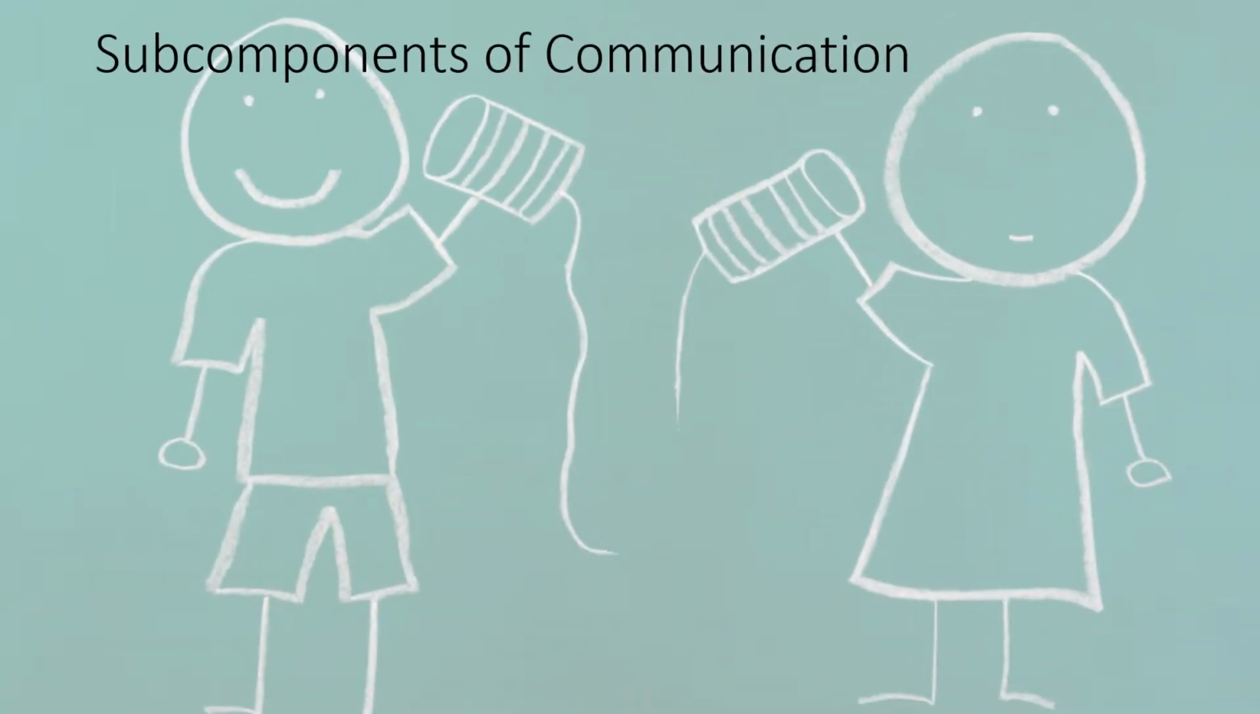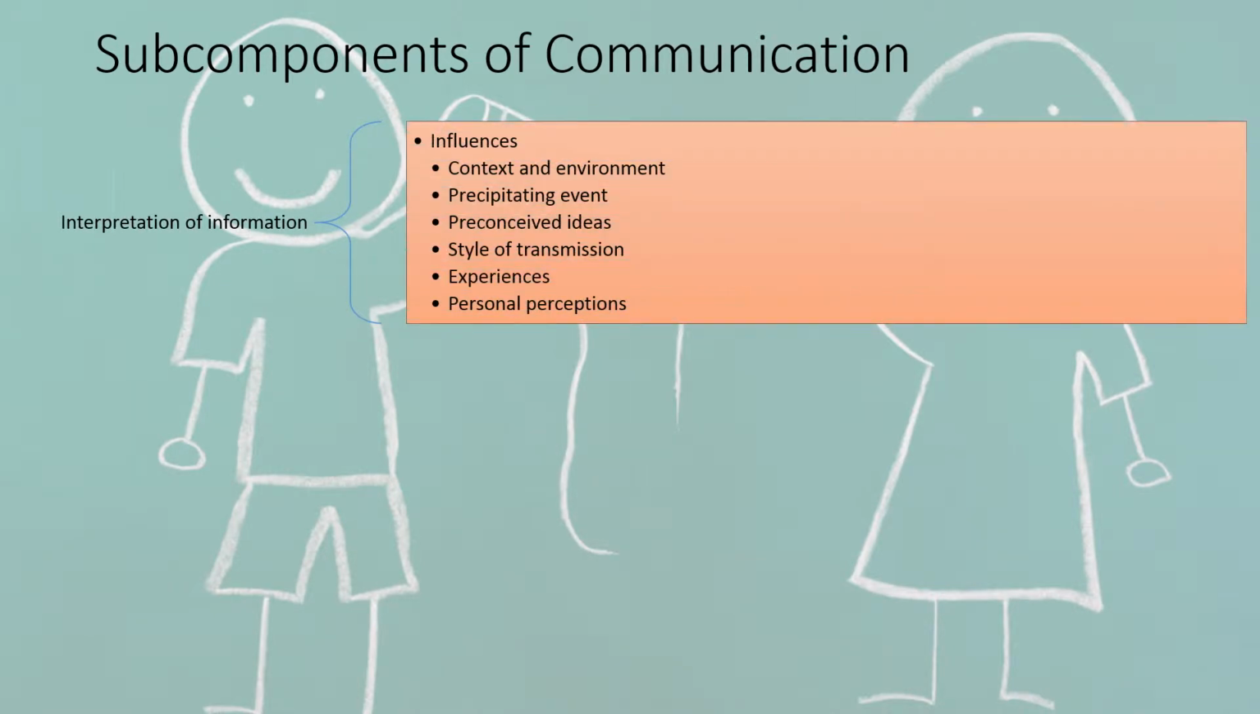Now we're going to discuss some subcomponents of communication. Because of this dynamic process, it is vitally important that we understand the different elements that can influence communication. First, we have the interpretation of information. Information interpretation is influenced by context and environment. This refers to the entire situation that's relevant to the communication. The environment is defined as physical surroundings and emotional conditions.